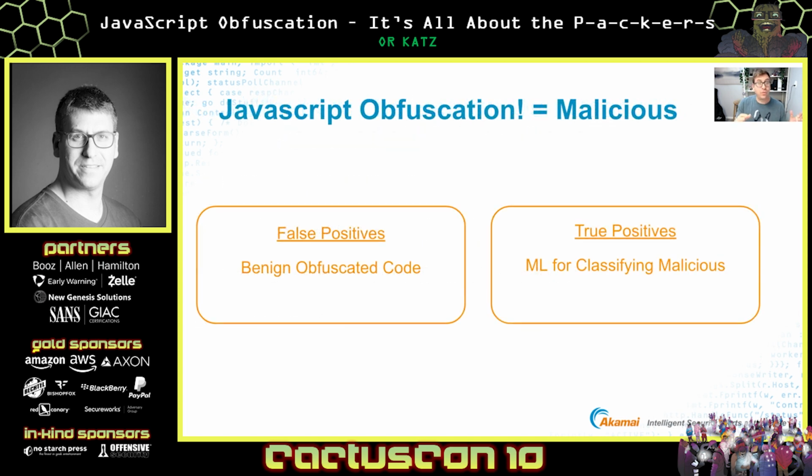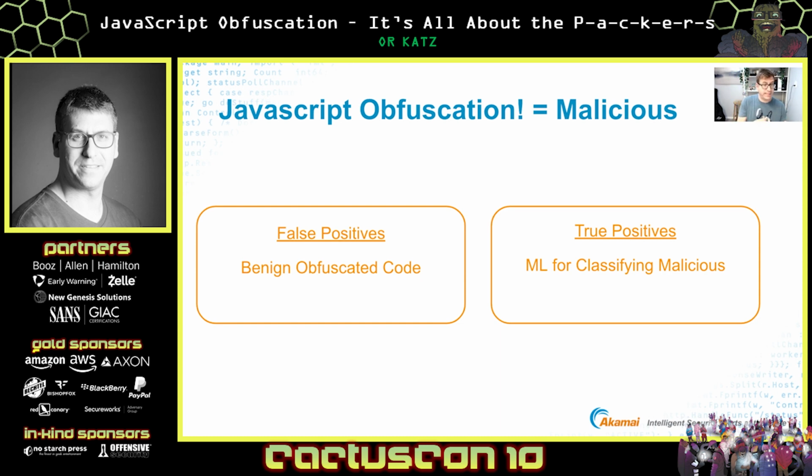Cool. So we talked about the first question that we have about what's the reason for being obfuscated. Let's talk about the second question that we had in mind, which is how can we differentiate between something that is obfuscated as malicious versus benign? And we'll offer a solution that has two parts. The first one will address false positives. The second one will address true positives.